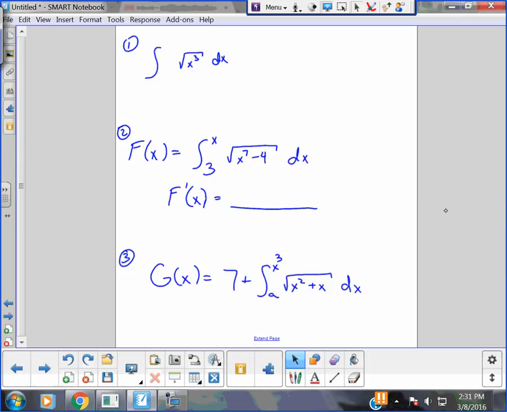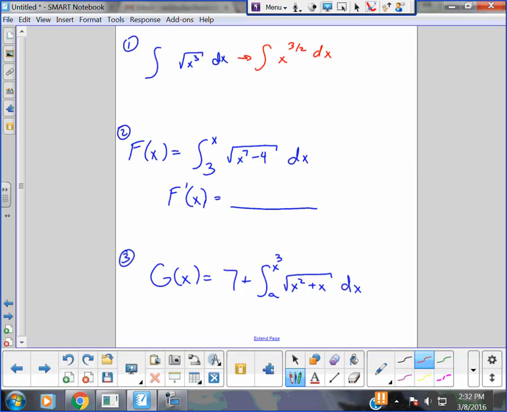Some fundamental theorem of calculus and some indefinite integrals. Up here, guys, number one is an indefinite integral. I think the first thing you have to recognize is that this is x to the 3/2 dx. You guys agree? Because the square root's 1/2 power.